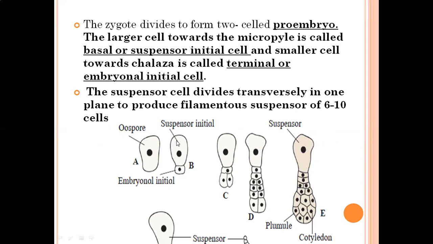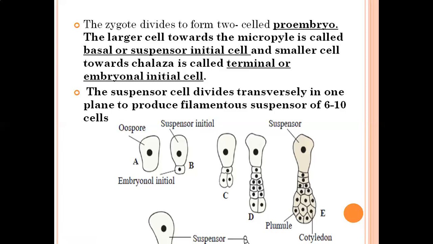Now it is an inverted diagram. Here there is the micropyle and here there is the chalaza. You should understand this. Here is the chalazal end and here is the micropylar end. So the larger cell which is present towards the micropyle is called the basal cell or suspensor initial cell, and this smaller cell which is present towards the chalaza is called the terminal or embryonal initial cell. Okay, the future embryo will form from this. That's why it is called the terminal or embryonal initial cell.